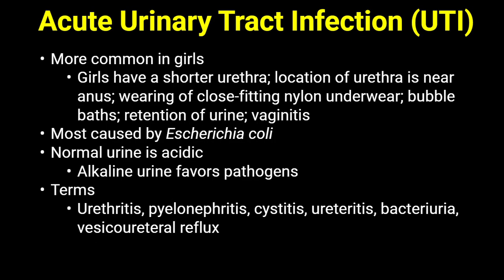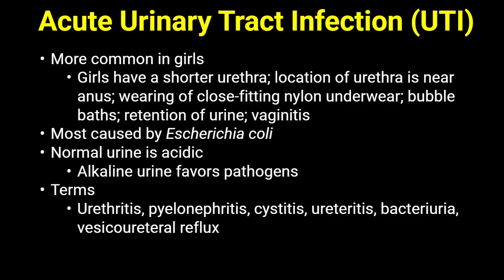Urinary tract infections, UTIs, are among the most common bacterial infections in children. E. coli is the most common cause. Girls are at greater risk because their urethra is shorter, allowing bacteria to reach the bladder more easily. Symptoms include fever, dysuria, urinary frequency, urgency, foul-smelling urine, abdominal pain, and vomiting. Infants may present only with fever, irritability, or poor feeding.